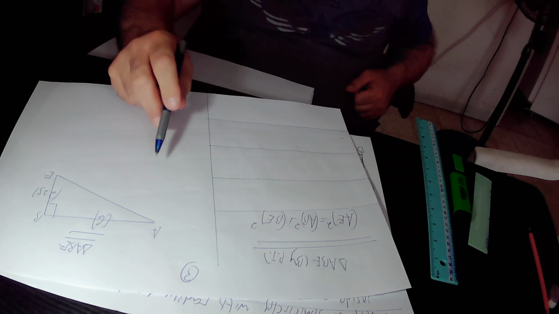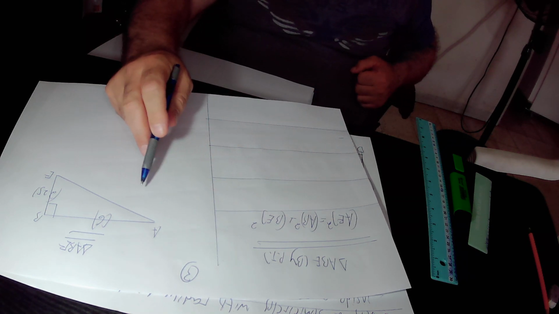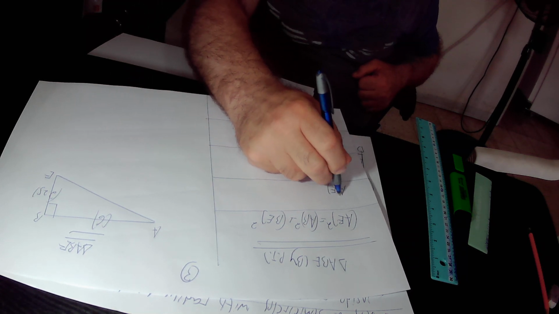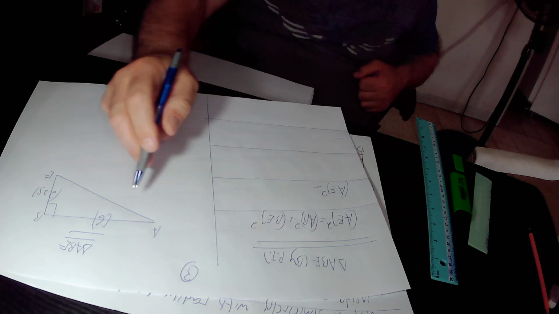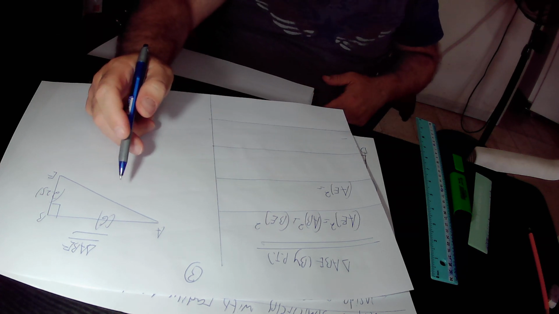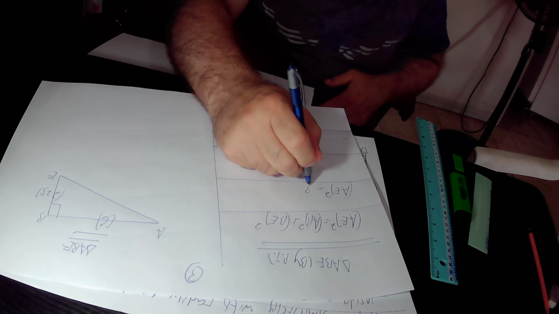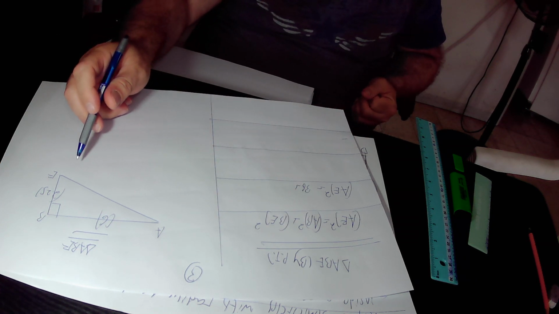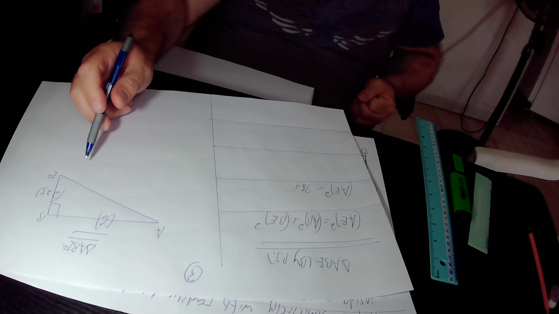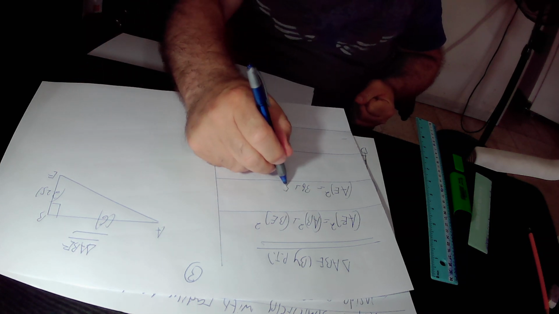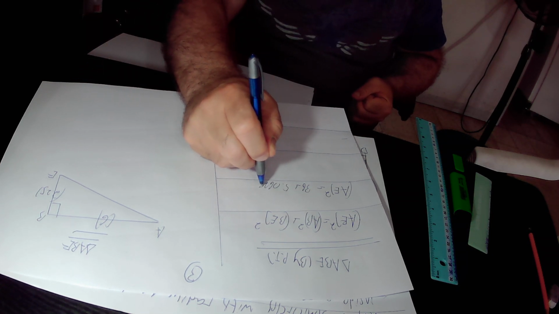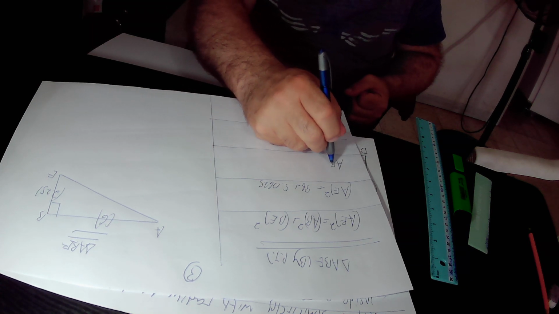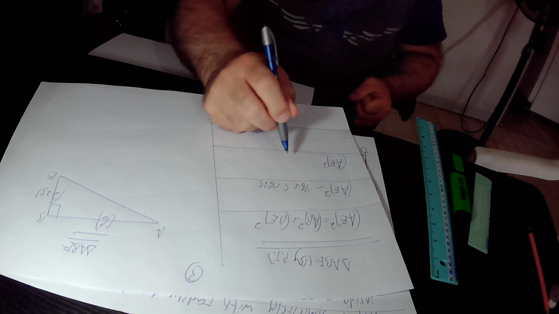The hypotenuse AE is the missing side, so we leave it as it is. So it is AE square equals to AB square. AB is 6, therefore AB square is 6 squared, that is 36, plus BE square. BE is 2.25, therefore BE square is 2.25 squared, that is 5.0625.